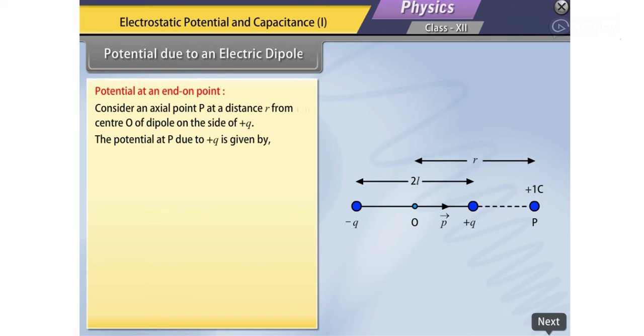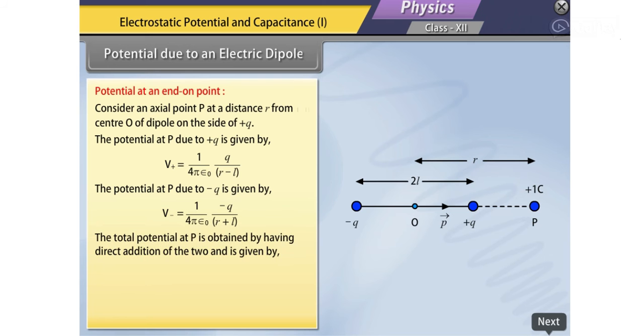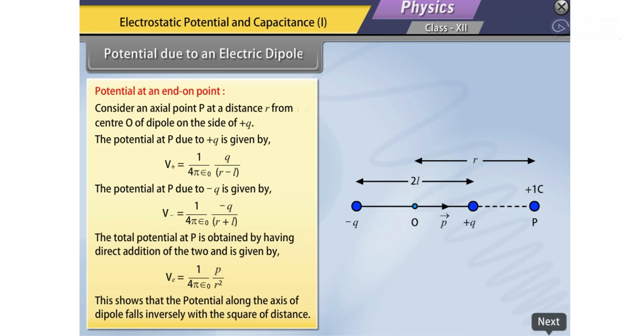The potential at P due to +Q is given by V_positive = 1/(4πε0) × Q/(R − L). The potential at P due to −Q is given by V_negative = 1/(4πε0) × (−Q)/(R + L). The total potential at P is obtained by direct addition of the two and is given by V_E = 1/(4πε0) × p/R². This shows that the potential along the axis of dipole falls inversely with the square of distance.